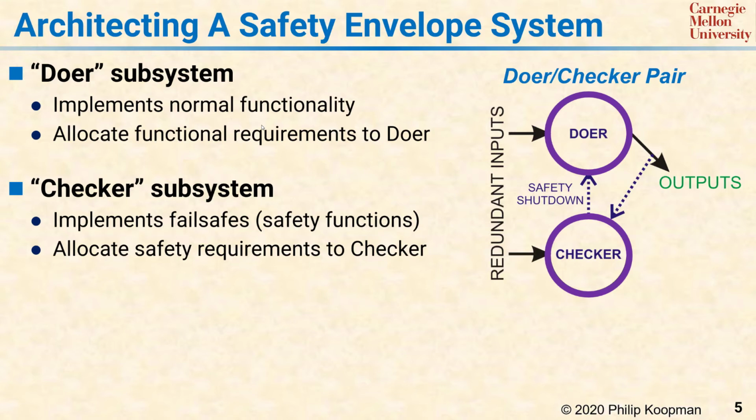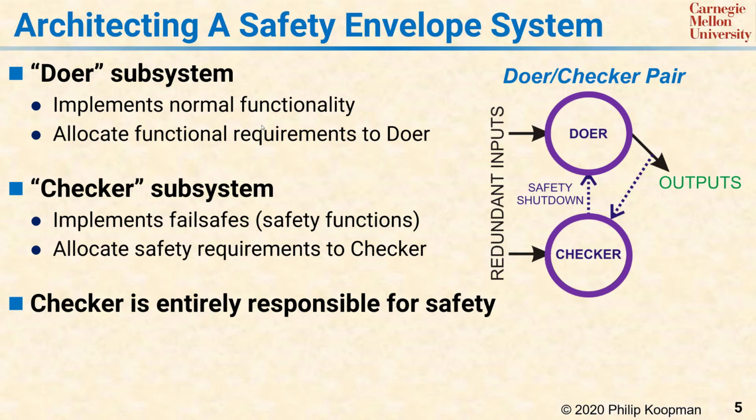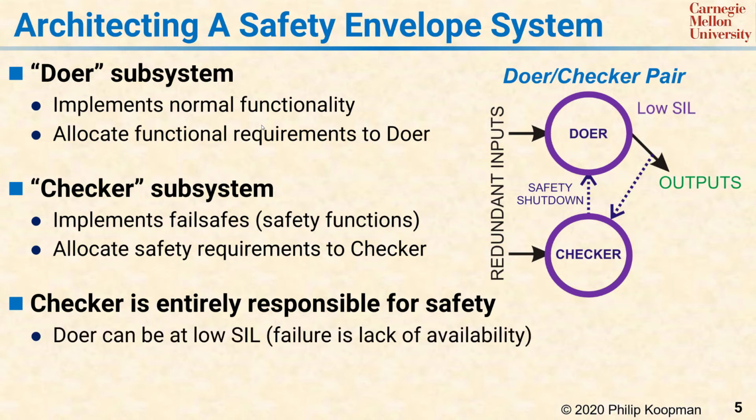That means that all the requirements aimed at detecting unsafe situations and shutting the system down can be allocated to the checker subsystem. Taking this approach, the checker is entirely responsible for safety. This is true by definition because the safety functions have all been allocated to the checker. This in turn means that the doer can be designed to a low safety integrity level because any failure by definition cannot make the system unsafe because the checker is preventing that from happening.